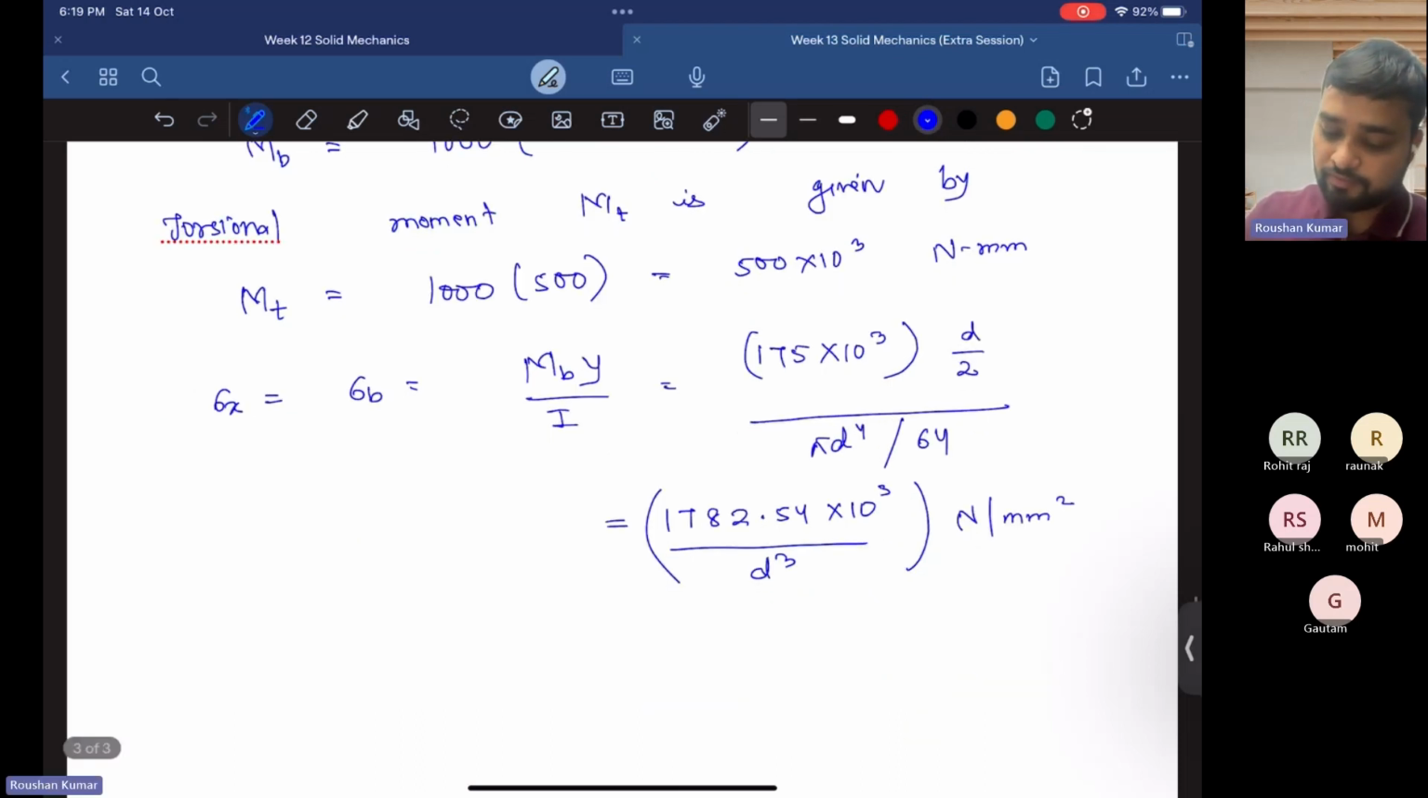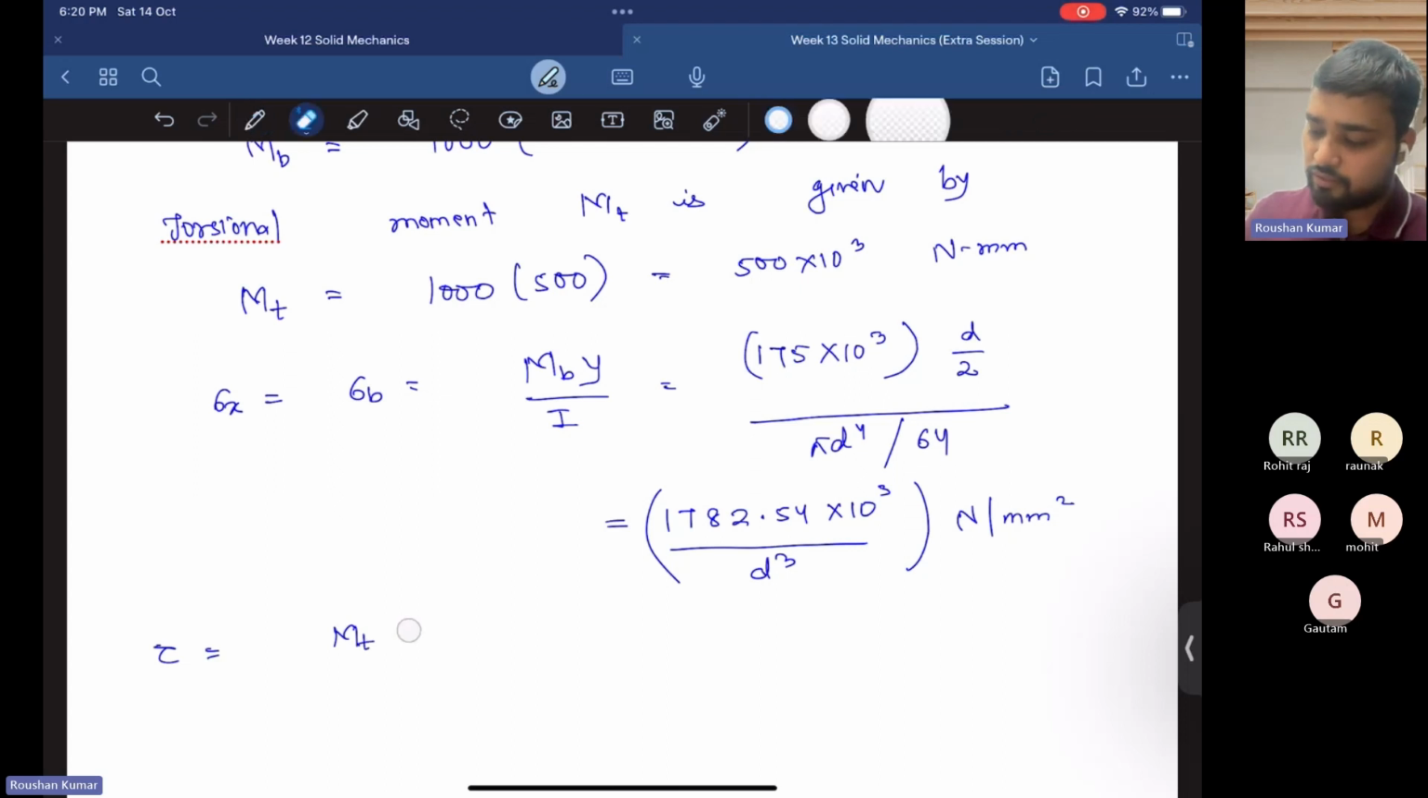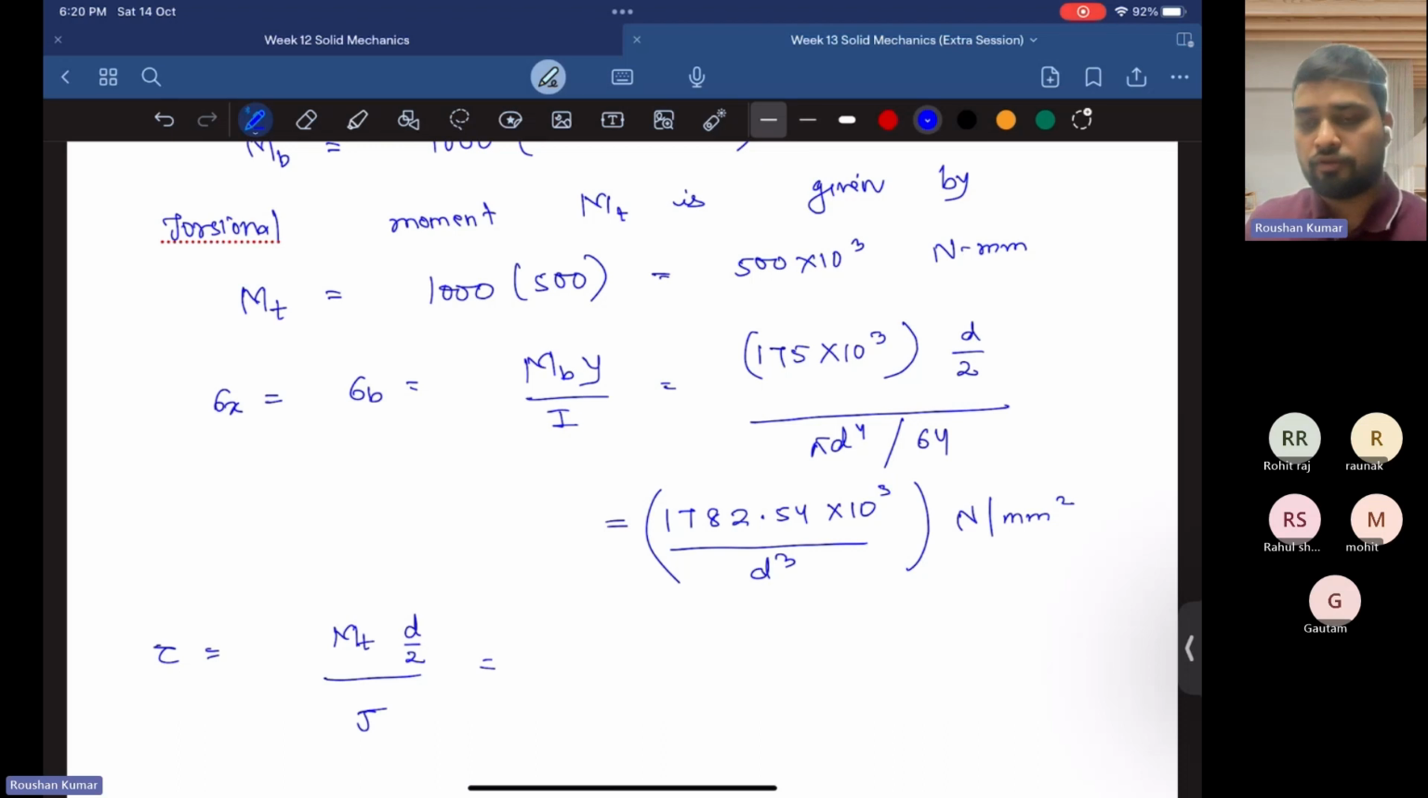So this is the value of bending stress about the x-axis. Now we have to calculate the shear stress due to torque. Shear stress is given by Mt, that is torque, into r, that is d by 2, upon J. J is the polar moment of area of a circular cross section, which is nothing but pi d to the power 4 upon 32.